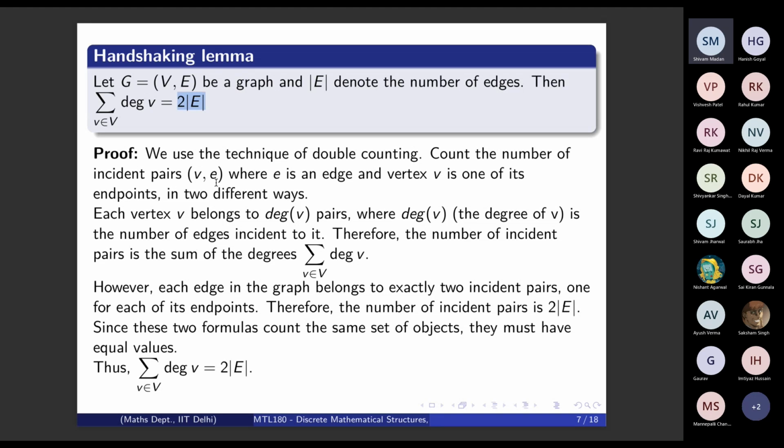Like first we count the vertices, then edges. This is one way, and another way is we count first E and then V. So for each V we have degree V number of edges, and for each E we have only two vertices. This way we count all the pairs V comma E, and we get this equal to this. Is that fine to everyone? Yeah, that is very simple actually. Now you can read.